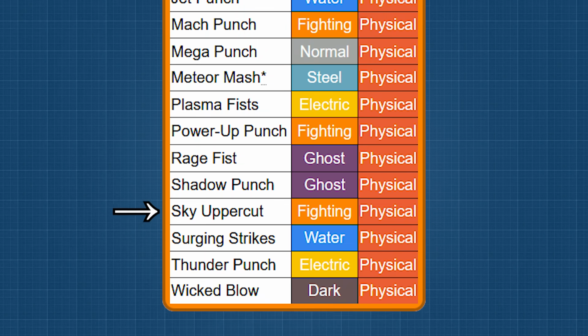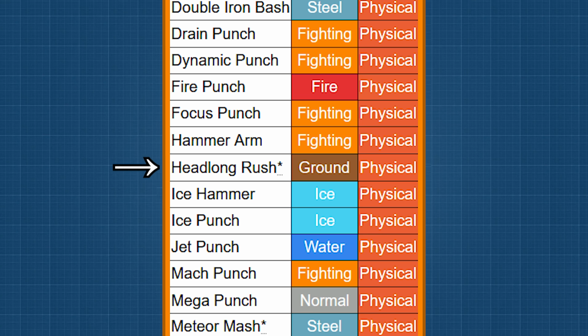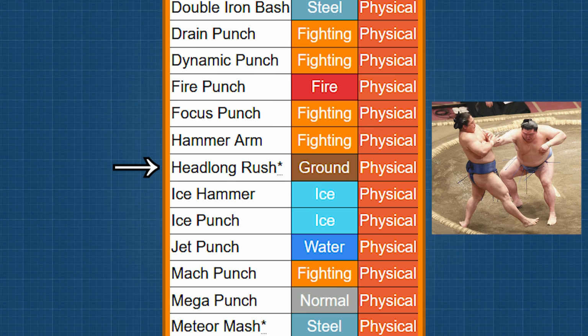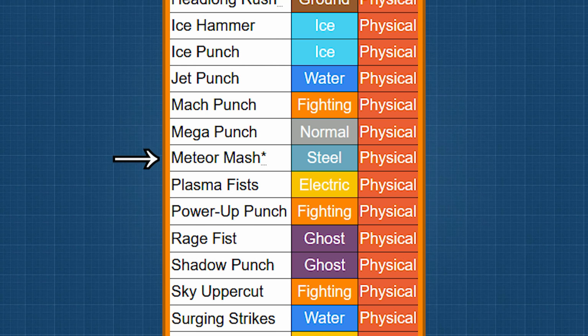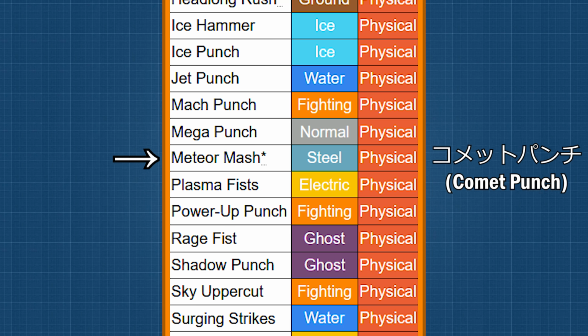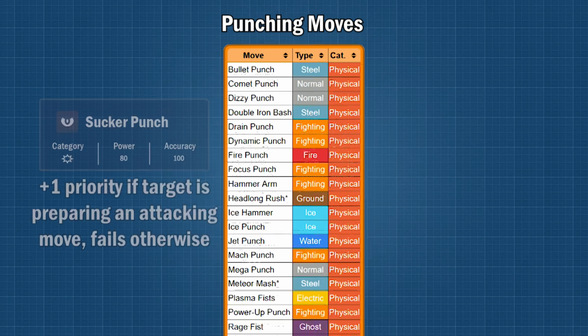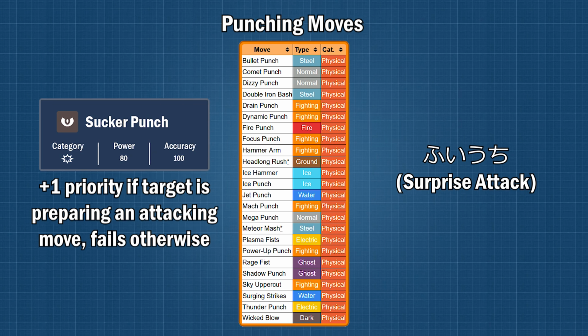Some of them need some more explanation though. Sky Uppercut is a punching move because an uppercut is a type of punch. Headlong Rush is a punching move because the Japanese version of it is a reference to a sumo wrestling move that involves punching, and Meteor Mash is a punching move for a similar reason. The Japanese version is called Comet Punch, which is also the English name of an existing move that is also a punching move. Sucker Punch is not a punching move because the Japanese version is Surprise Attack, which does not explicitly involve punching.